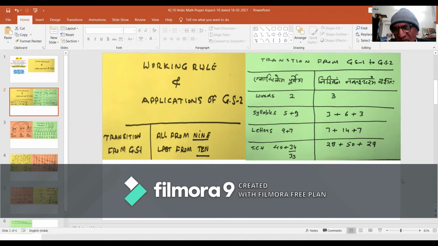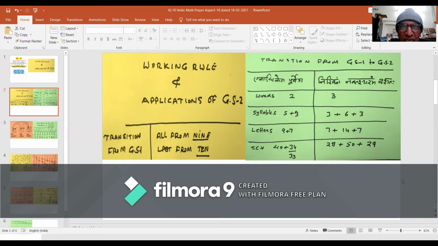Nikhilam Navatashcharamam Dashatah is a composition of 3 words and it has 3 plus 6 plus 3, 12 syllables. Nikhilam is a composition of 3 syllables. Navatashcharamam is a composition of 6 syllables and Dashatah is a composition of 3 syllables.